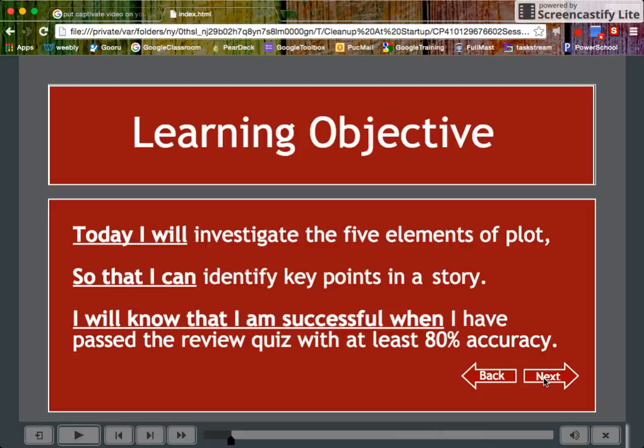Learning objective. Today I will investigate the 5 elements of plot so that I can identify key points in a story. I will know that I am successful when I have passed the review quiz with at least 80% accuracy.